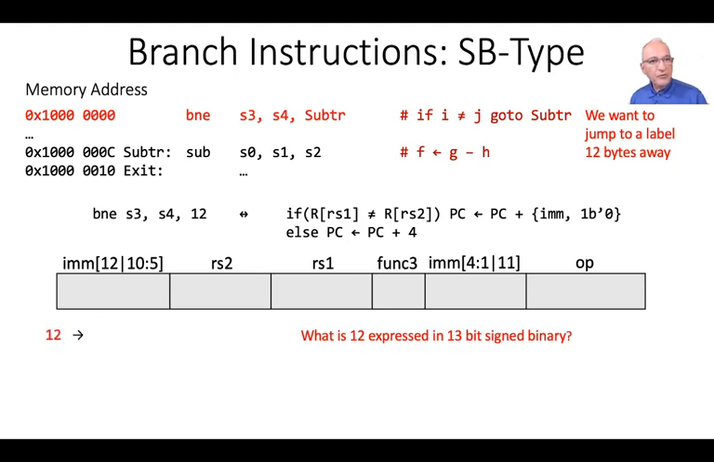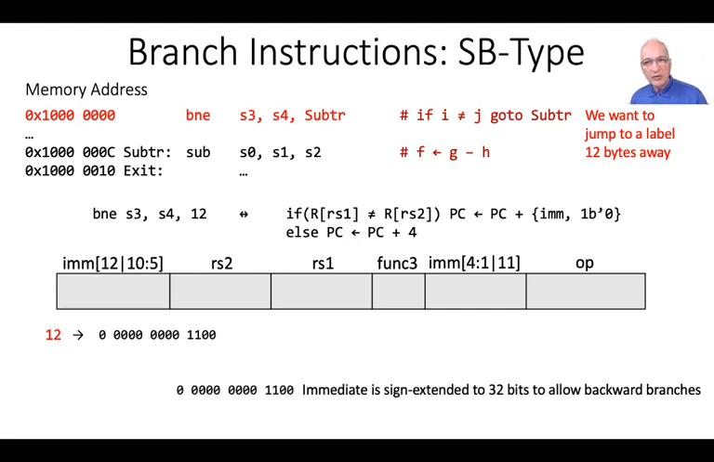So 12 expressed in 13 bits binary will be a number of zeros followed by 1, 1, 0, 0. If you recall, the positions of the numbers are 1, 2, 4, 8. So 8 plus 4 is equal to 12. So we're going to take this value and sign extend it to 32 bits, and that will give me the value that I need to add to the program counter in order to go to the target of the branch.